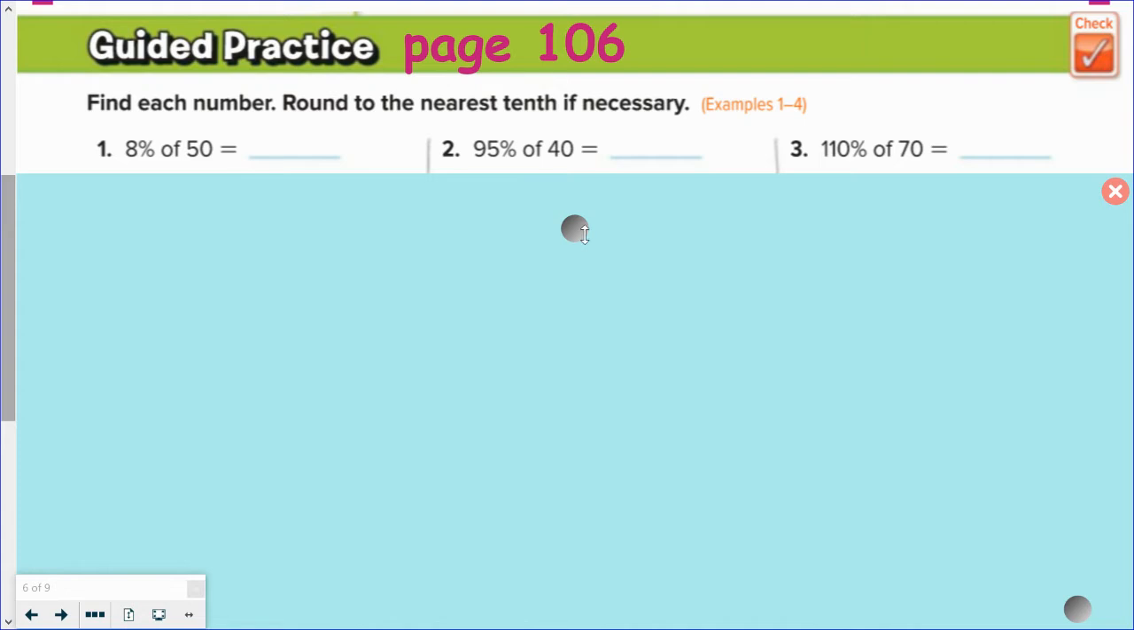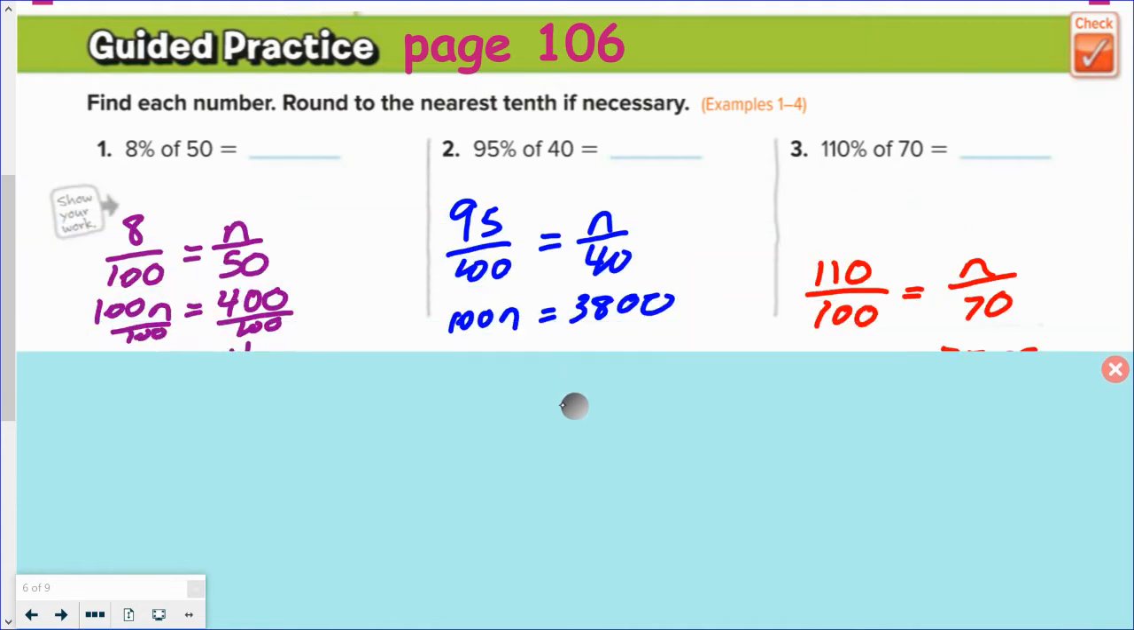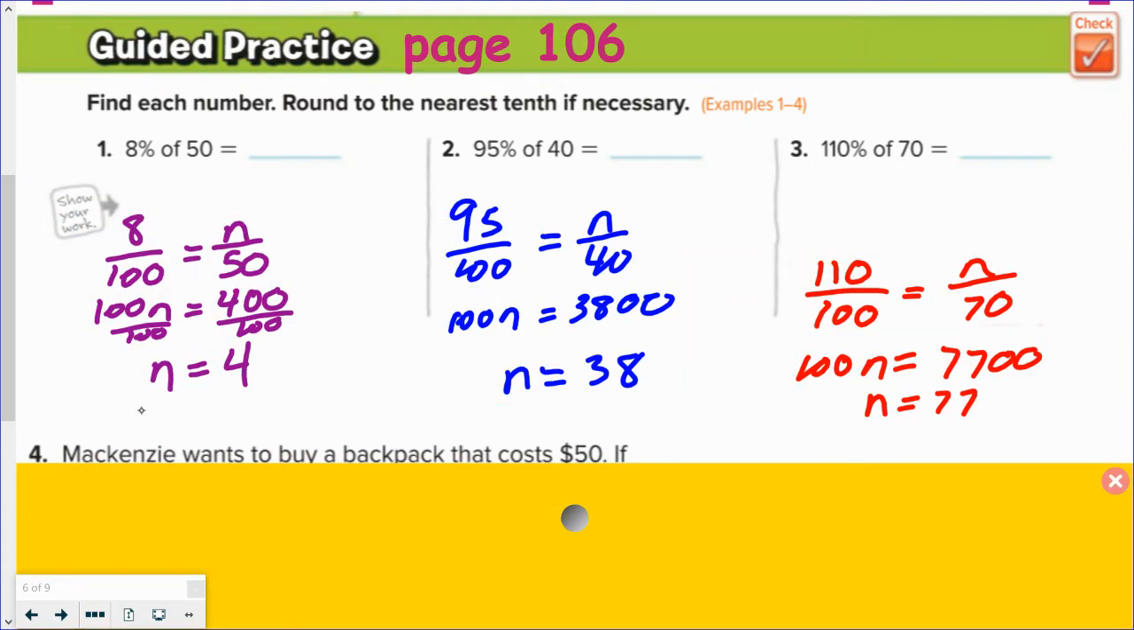All right, so hopefully you paused and now you have completed. So let's check your answers. For number 1, I got n equals 4. 8% of 50 is 4, which makes sense because 10% of 50 is 5, so it has to be less than 5. 95% of 40 should be a number really close to 40, so I got 38 as my answer. 110% of 70, you should get a number bigger than 70, which I did. I got 77.